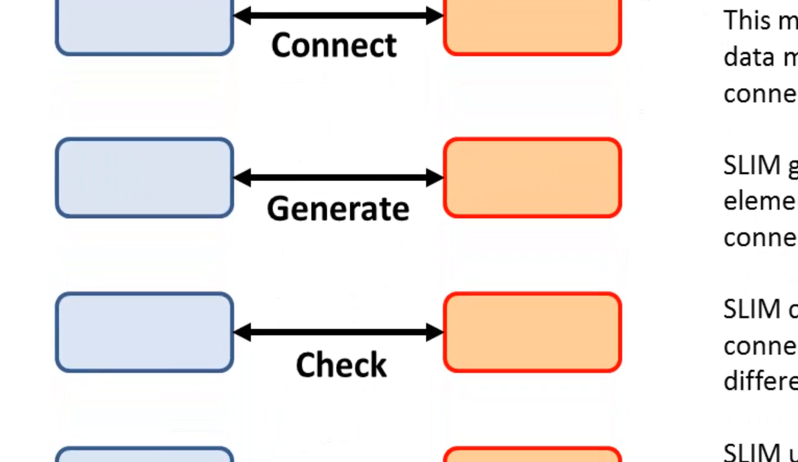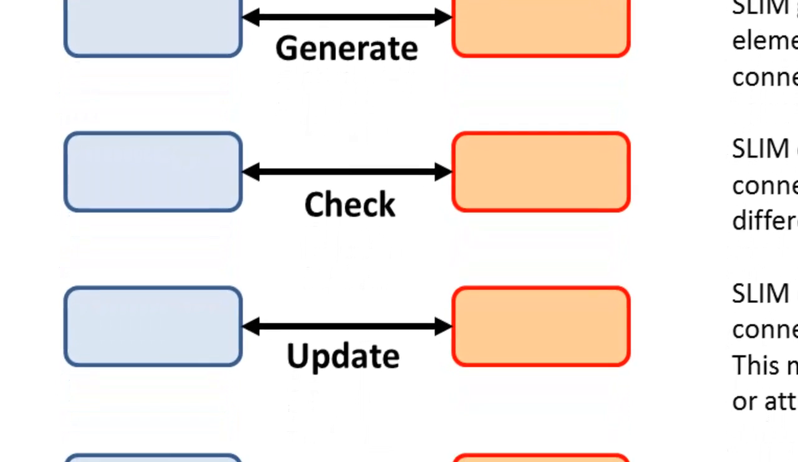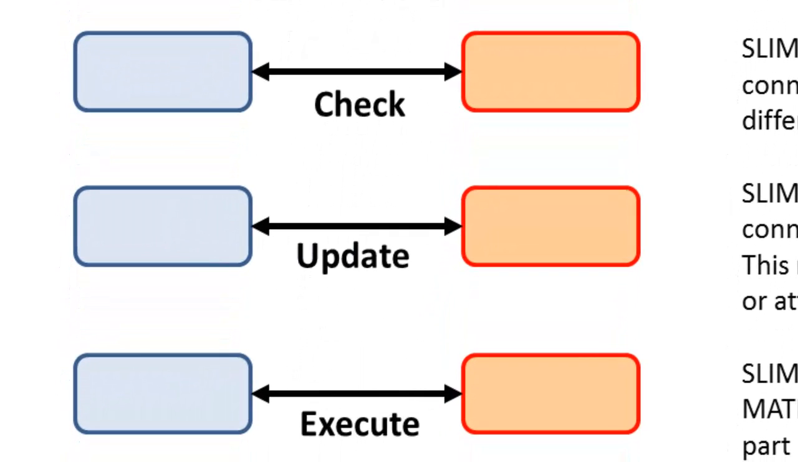If we have such persistent connections, then there are several things we can do with them. We can check or compare the two models across that connection to see if changes have arisen over time. Second, we can update one model from the other. That is, we can push changes from one side to the other in either direction.